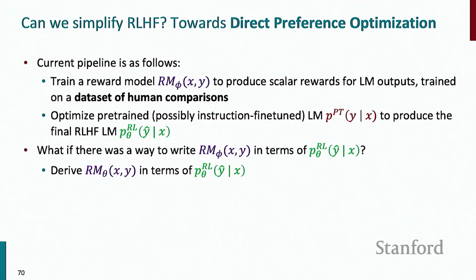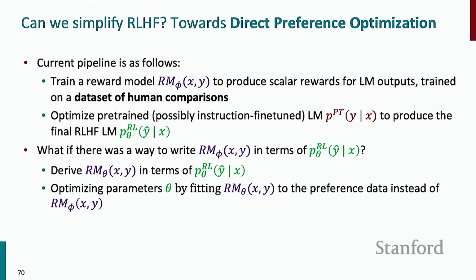So the general idea with direct preference optimization is, we're going to write down the reward model in terms of our language model. And now that we can write our reward model in terms of our language model, we can simply directly fit our reward model to the preference data we have. And we don't need to do the RL step at all. So we start off with some preference data, and we simply fit our reward model to it, which directly optimizes the language model parameters.